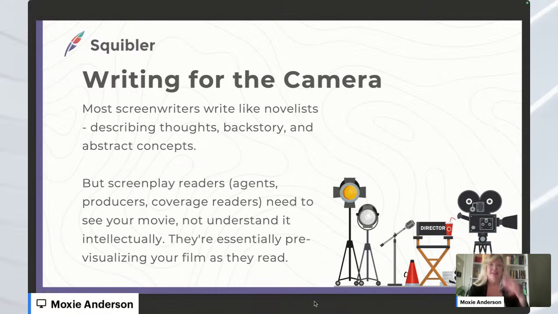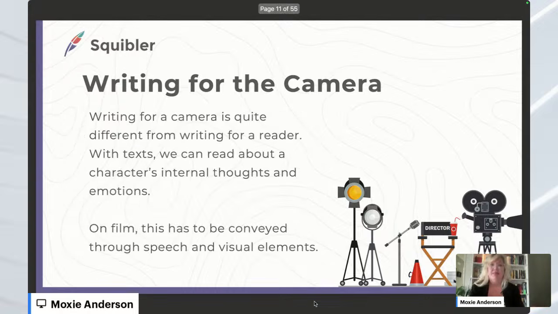Most screenwriters write like novelists when they first begin. They describe thoughts, they give backstories and abstract thoughts. But screenplay readers, like agents, producers, coverage readers, need to see your movie. They don't need to understand it intellectually. They're essentially pre-visualizing your film as they read your screenplay.